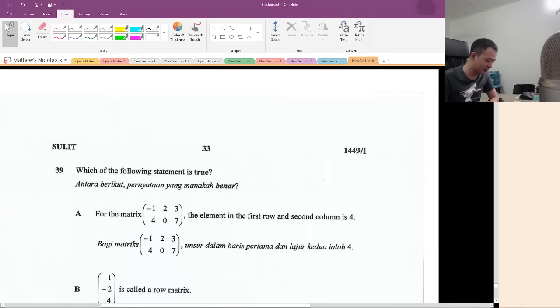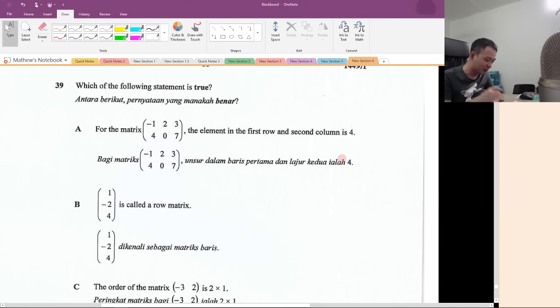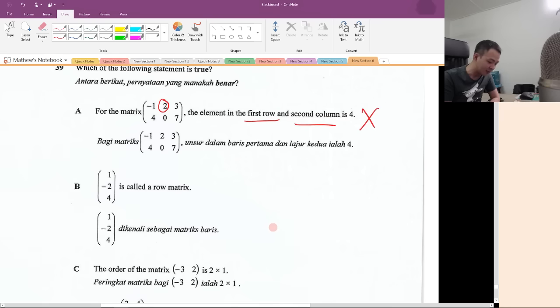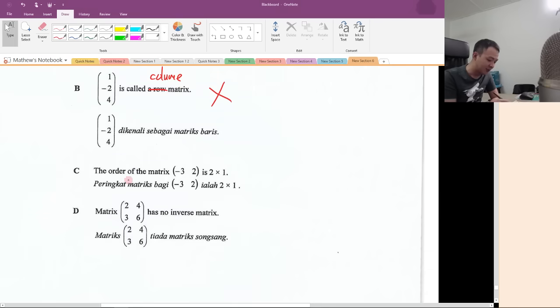Alright, 39 here. Which of the following statements is true? The first row and second column is 8. This is the first row, the second column is 4. So this is wrong, this is the row matrix. Wrong, this is a column matrix. So this is wrong, the order of the matrix is 2 times 1. Wrong, this is 1 times 2. So the only answer is this one.